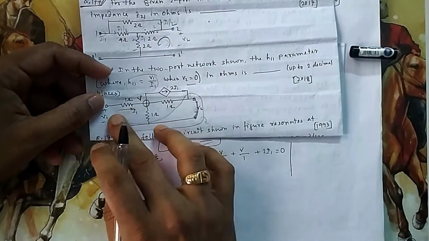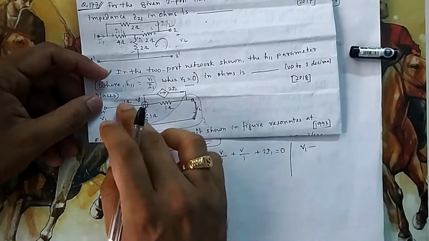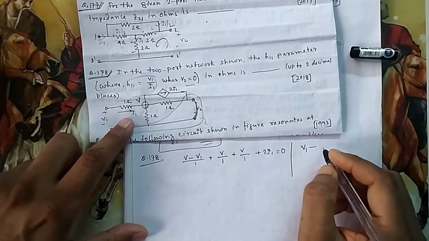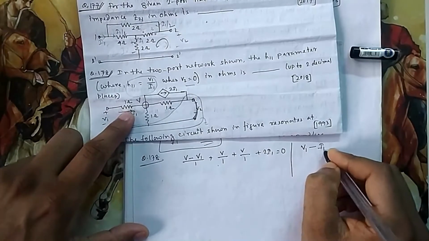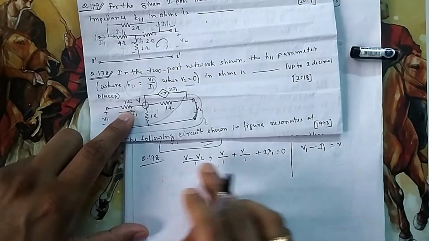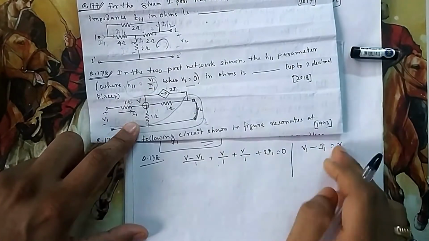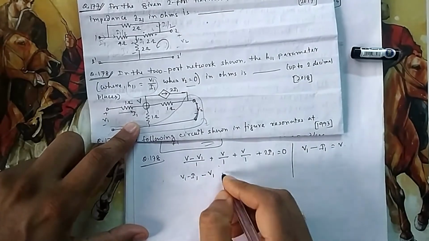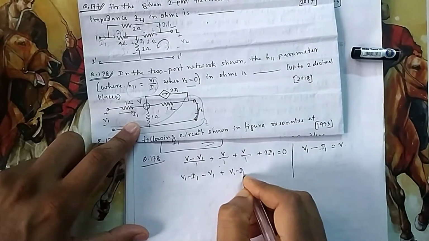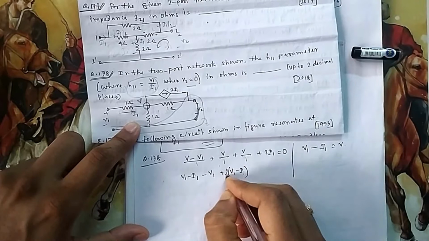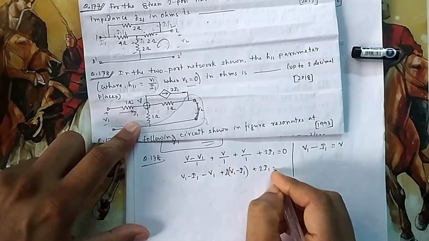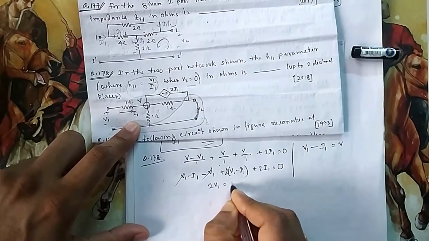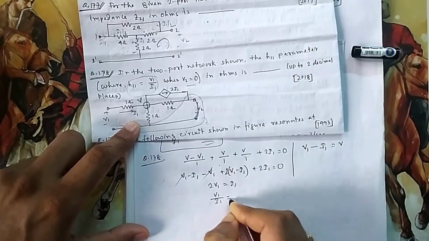Now what is the relation between V and V1, I1? V1 minus this drop is equal to V, because there is a simple relation you can see. So V1 minus I1 into 1 is equal to V. In place of V you can put this, because we need the relation between V1 and I1. So putting it in, that gives 2V1 minus 2I1 equal to 0. So 2V1 will be equal to 2I1.